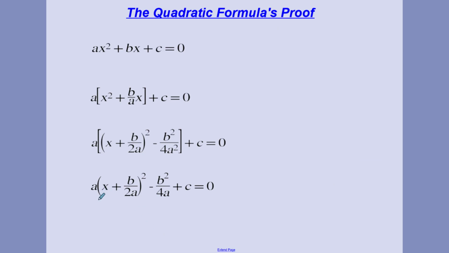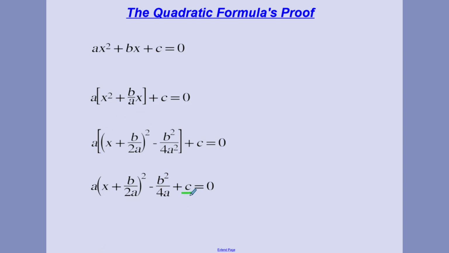Now, expanding the square brackets by multiplying a by the first term, x plus b over 2a squared, and then a by the second term, minus b squared over 4a squared, gives us that first term, but minus the b squared over 4a, as a and a squared simplify to give b squared over 4a.